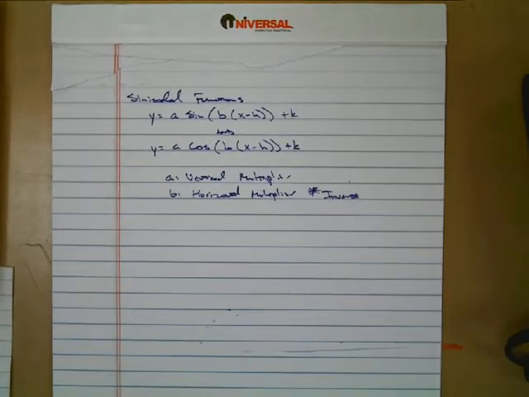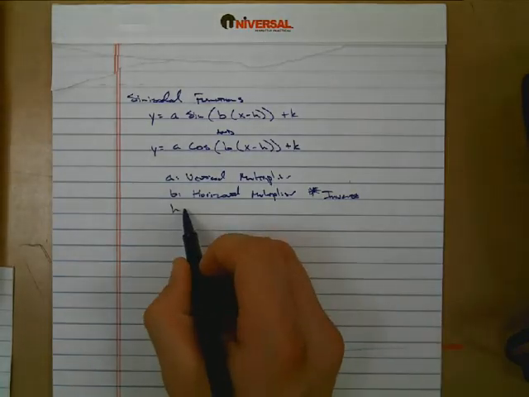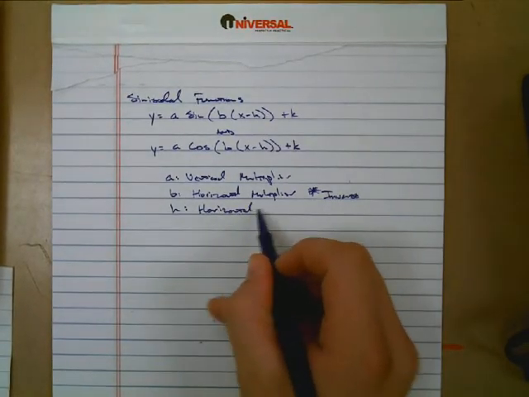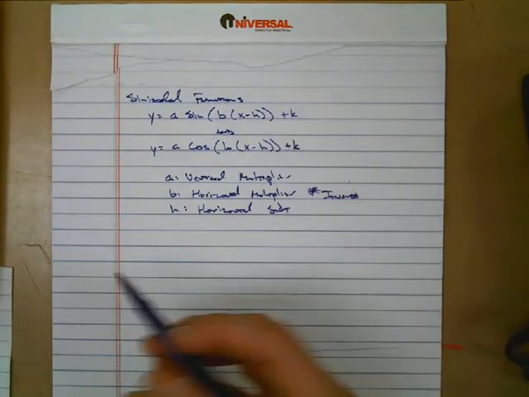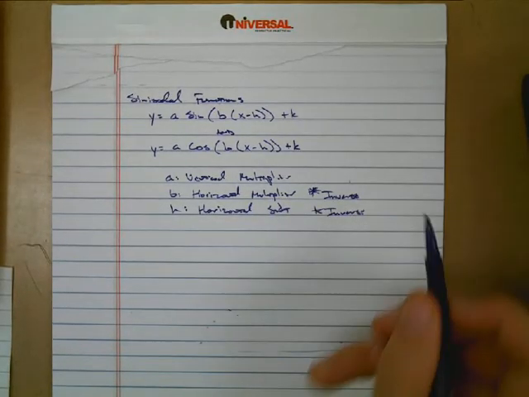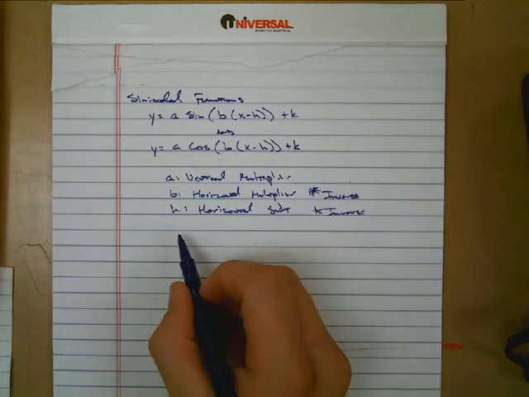H is our horizontal shift, meaning we shift this left or right. Again, inverse. Adding moves to the left, subtracting moves to the right. And k is our vertical shifter, again moving up and down. Now, let's talk about what that actually does to these ideas.